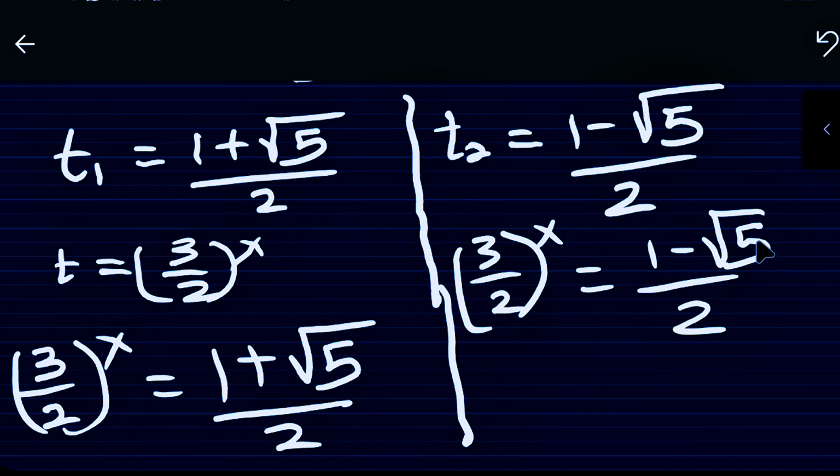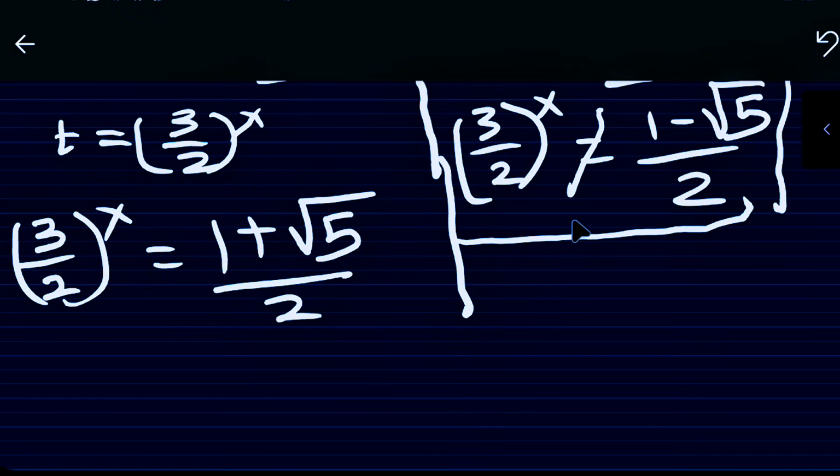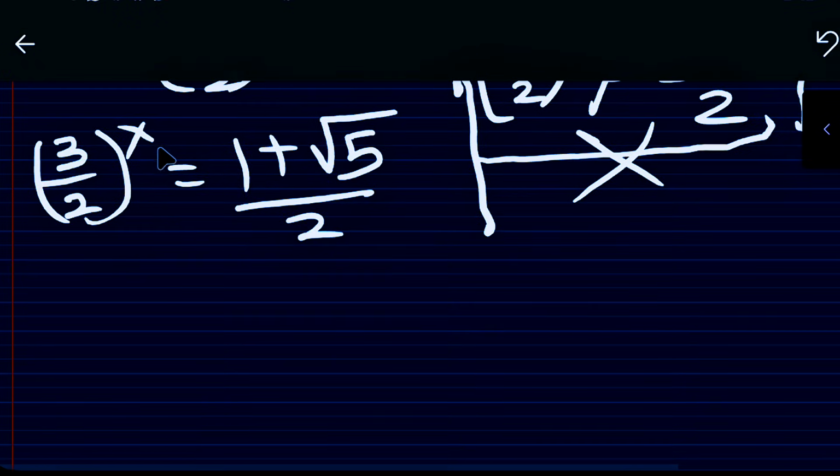But looking at this, you can see that we have a negative here. If we subtract square root of 5 from 1, it's going to give us a negative value, and this is a positive value. So this positive value cannot be equal to this negative value, so this is not possible. For that reason, we are going to leave this and face the one that is positive. So this is not true.